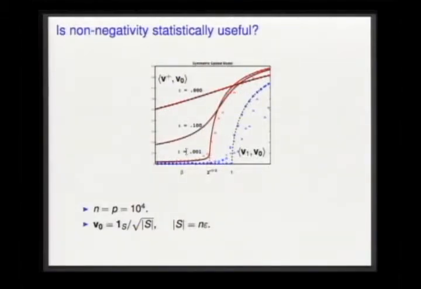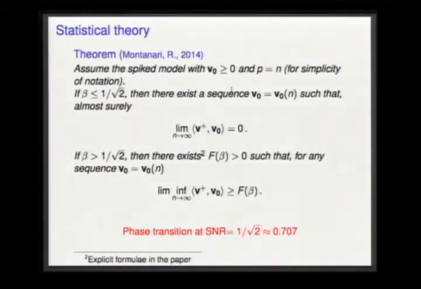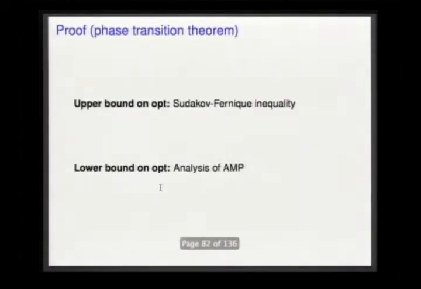You can see it when the vector is getting the sparsest possible. In the theorem we had here, the worst cases that we considered in both parts of the theorem are the vectors that are very sparse, because those are the vectors that are hard to estimate. You need to find where the support is. And as I told you, the analysis is done on the upper bound by using the Sudakov-Fernique inequality, and on the lower bound by analyzing AMP.